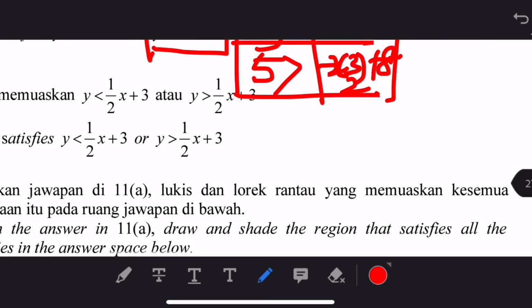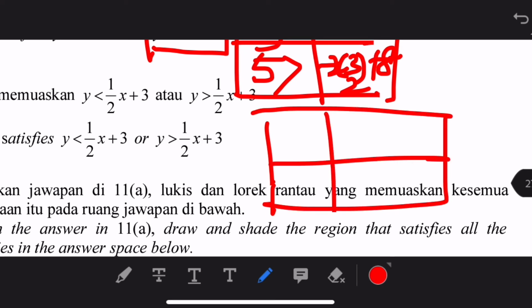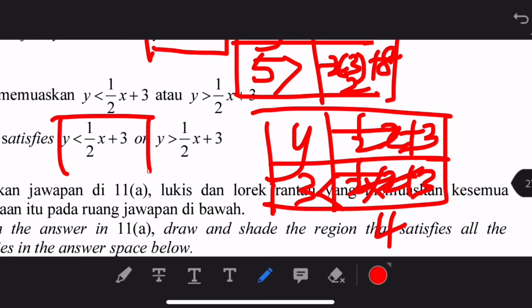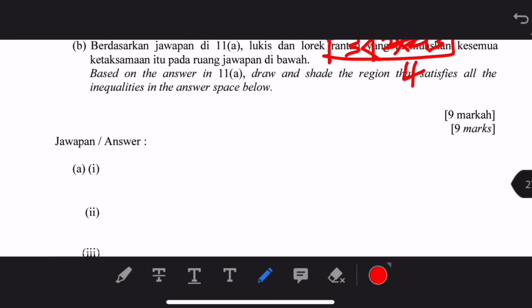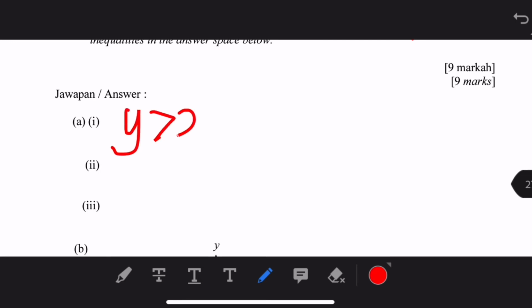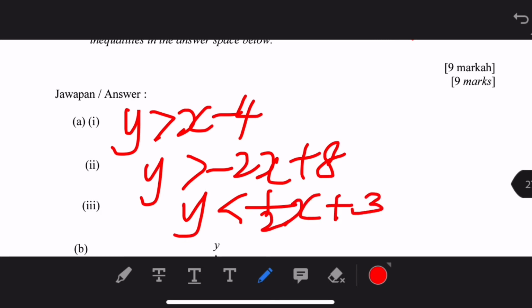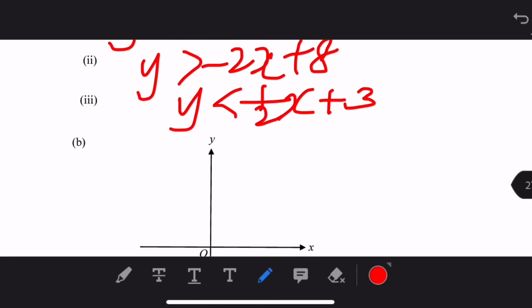Okay, and then for this one, this is y, half x plus 3. Half times 2 plus 3, we are getting 4. So 3 is less than 4, so we have less than 4. So the answer will be y more than x minus 4, y more than negative 2x plus 8, and y less than half x plus 3. We have solved the 3 inequalities.